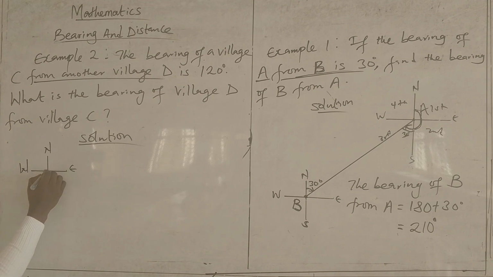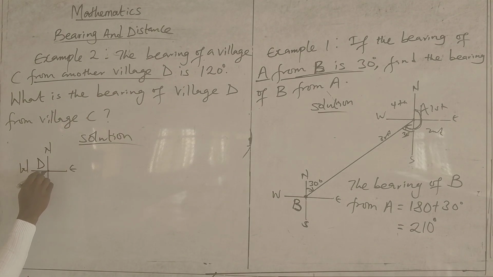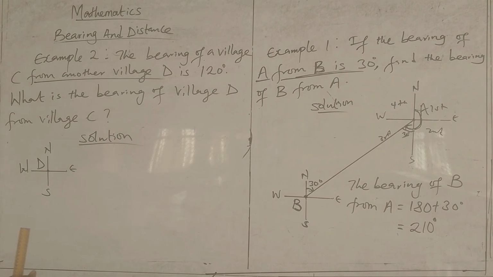Now we are starting from the village D. So village D is on this point. And the bearing of C from D is 120 degrees. So angle 120 degrees falls where? Here, here, here, or here. It's going to fall here. This 90, 91, 92, up to 120. So from here we move again from the north. Don't forget, that's the rule: from the north in the clockwise direction.